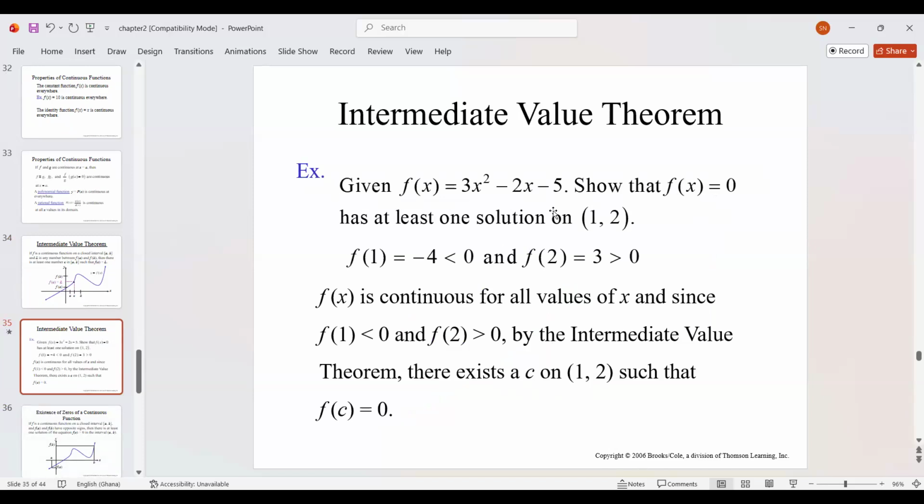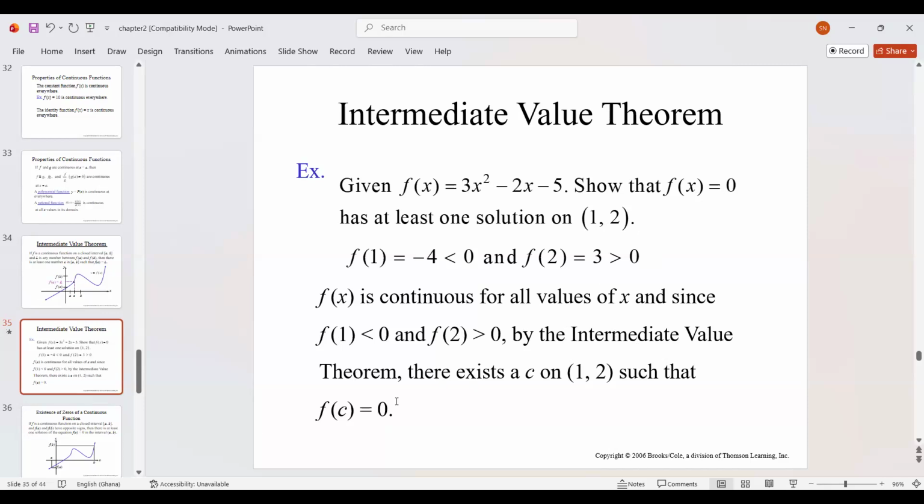So given f of x is equal to 3x squared minus 2x plus 5, show that f of x is equal to 0 has at least one solution between 1 and 2. So when we substitute f of 1, we have minus 4, which is less than 0. And if I substitute f of 2, we have the value 3, which is greater than 0. Okay? So f of x is continuous for all values of x, since at the point 1 it is less than 0, and at the point 2 it is greater than 0. So by the intermediate value theorem, there should be a value between these so that f of c is equal to 0.